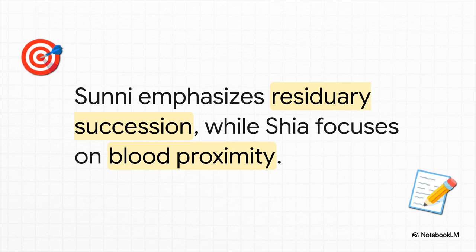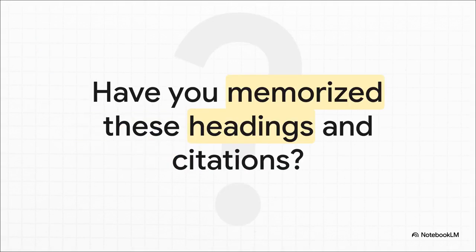Conclusion. Sunni and Shia laws differ mainly on principles of distribution and classification of heirs. Sunni law emphasizes residuary succession, while Shia law focuses on blood proximity and representation, leading to different inheritance outcomes. This phrasing neatly, professionally, and comprehensively ties together the pages of distinct inheritance outcomes you've just spent all this time analyzing.